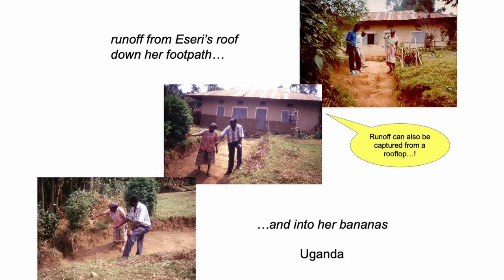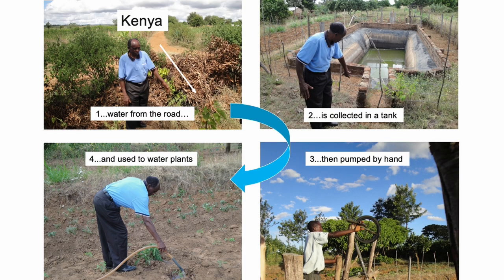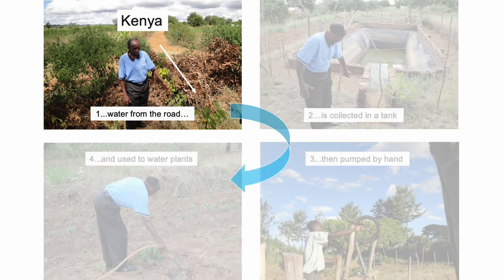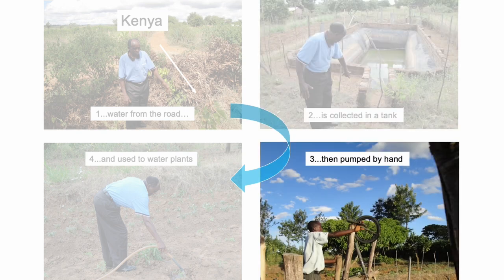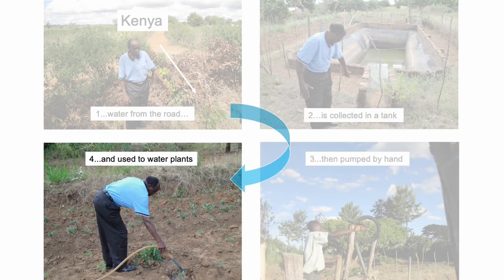Here's a local initiative on a household scale. Aseri, a widow in southwest Uganda, has utilized runoff from her roof by channeling it into her bananas. In eastern Kenya, many farmers have developed their own types of road runoff systems. Here, the farmer diverts water from his road into a tank and then pumps water out to irrigate his vegetables and his fruits.